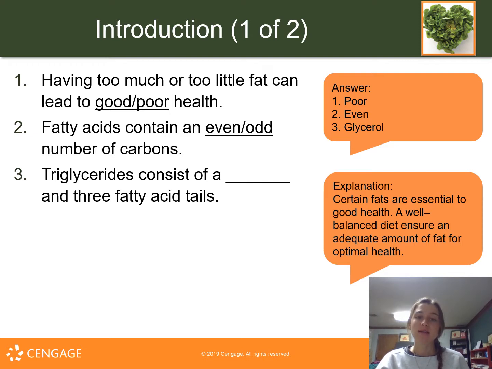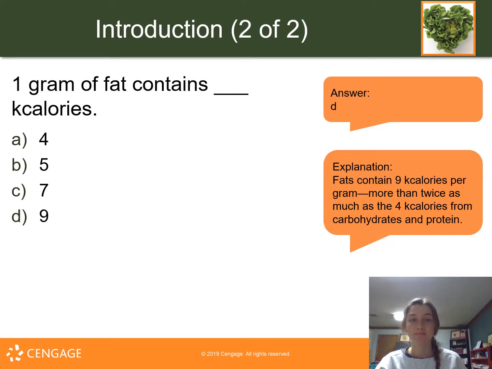Fatty acids contain an even or odd number of carbons. They're going to all have even numbers. And triglycerides consist of one glycerol and 3 fatty acid tails. Certain fats are essential to good health, and a well-balanced diet will ensure that you're getting the right amount of fat for optimal health. And so remember that 1 gram of fat contains 9 calories, whereas the other 2 macronutrients, carbohydrates and protein, contain 4.